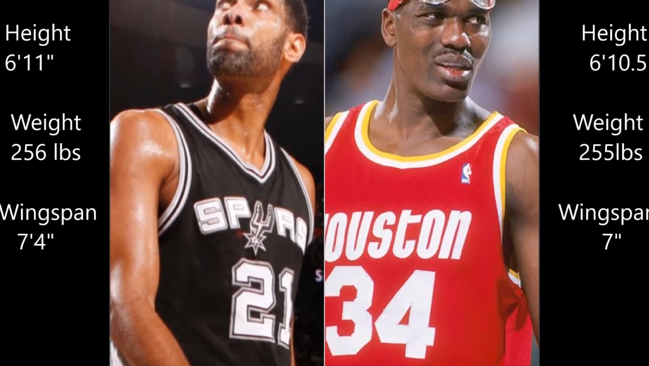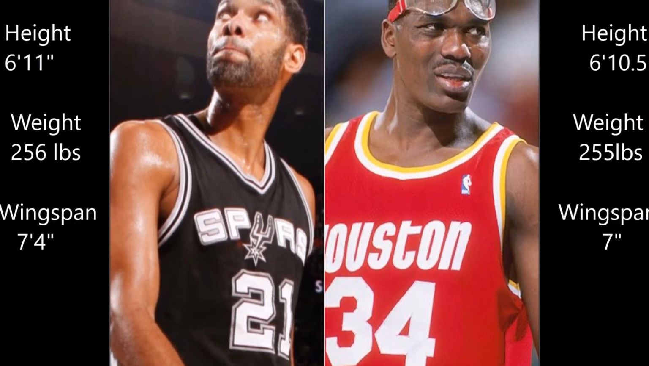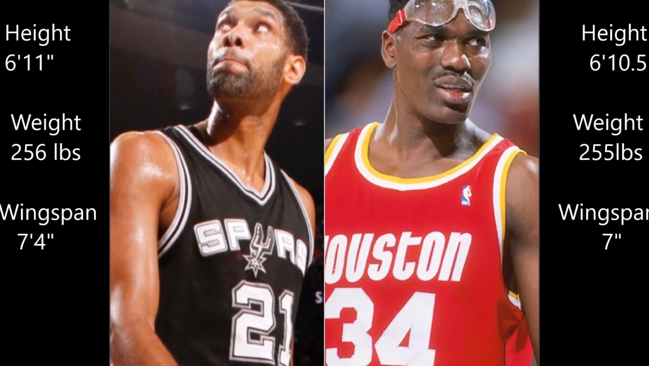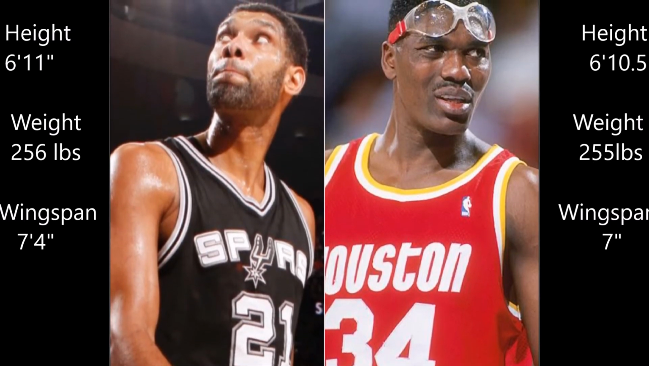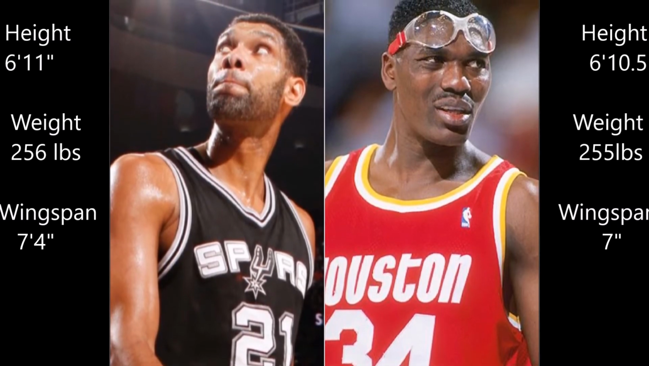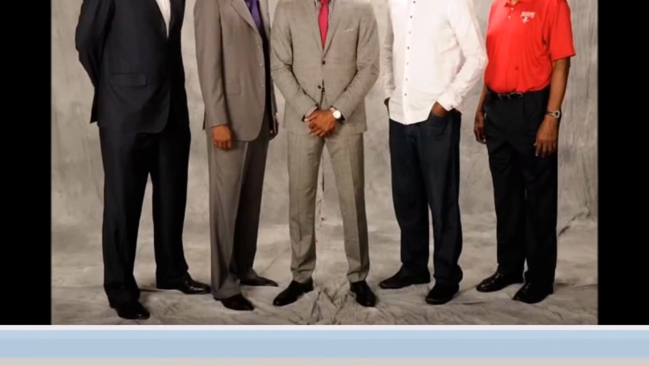Tim Duncan comes in standing at 6 foot 11 inches tall, weighing 256 pounds, while having a 7'4" wingspan. On the other hand, Hakeem Olajuwon stood 6 foot 10 inches tall, weighing 255 pounds, with a 7 foot wingspan.